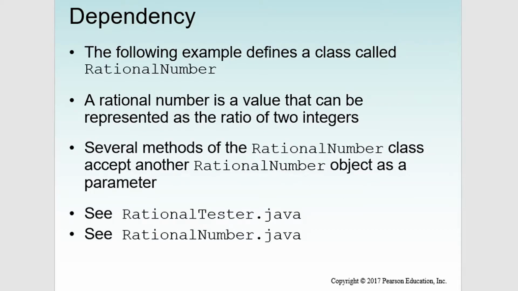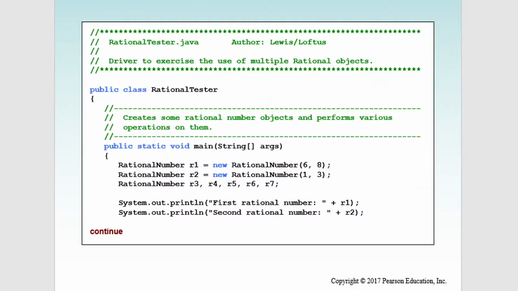The following example defines a class called RationalNumber. A rational number is a value that can be represented as the ratio of 2 integers. Several methods of the RationalNumber class accept another RationalNumber object as a parameter. See RationalTester and RationalNumber. So here's the RationalTester class.